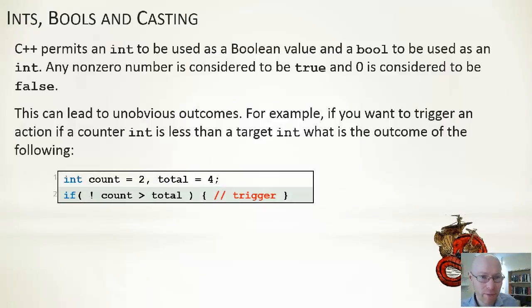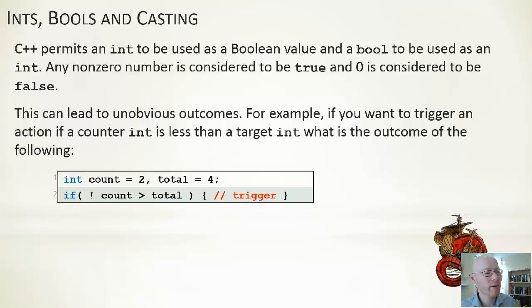I'm going to show you a fragment of code, and I want you to work out the conditions under which the if statement will trigger, will be true. What I'm telling you at the top is that in C++, an integer can be used as a Boolean value and a Boolean can be used as an integer. They're all types of numerical data from the viewpoint of C++. This can lead to some unobvious outcomes, depending on your perspective, how you see things. So we've got an example here.